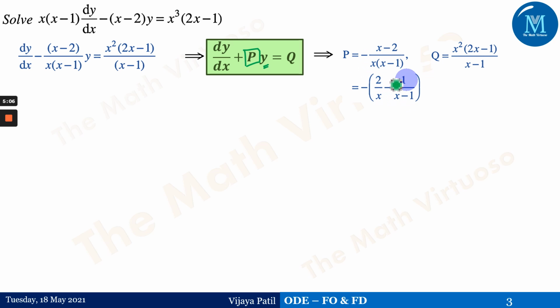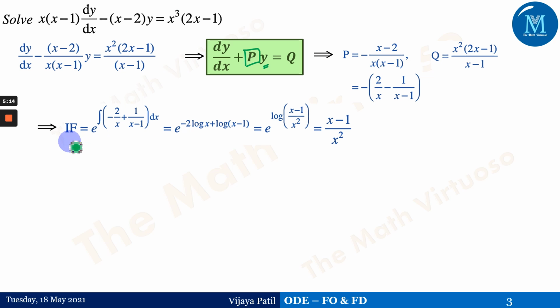So P we can rewrite after the partial fraction, and Q is nothing but the LHS side, and therefore we have got P and Q. Therefore, the integrating factor, what is it? It's nothing but e to the power integration of P dx, which has been said as the integrating factor here.